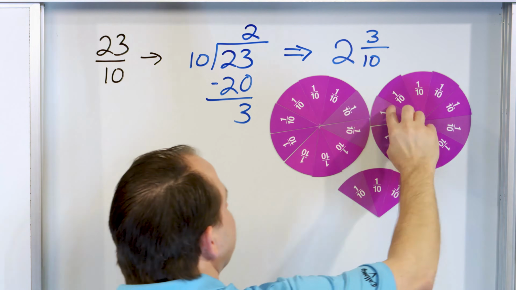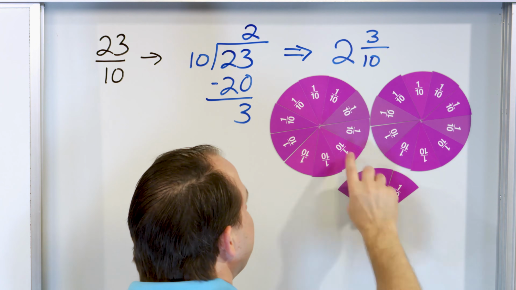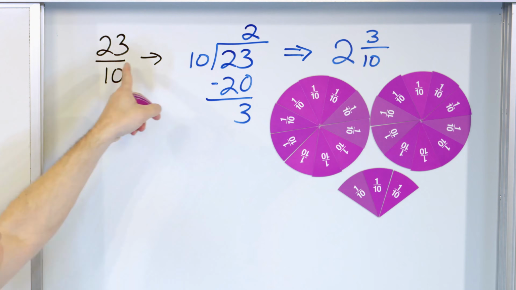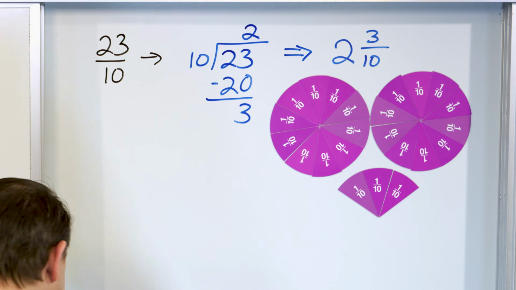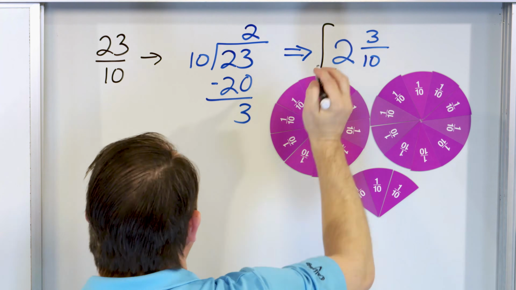1 whole pizza, 2 whole pizzas, 3 tenths. 1 tenth, 2 tenths, 3 tenths. There's 2 wholes plus 3 tenths. And that's why this is exactly the same amount of pizza as what's represented there. 2 3/10. And we can circle that to be our final answer.